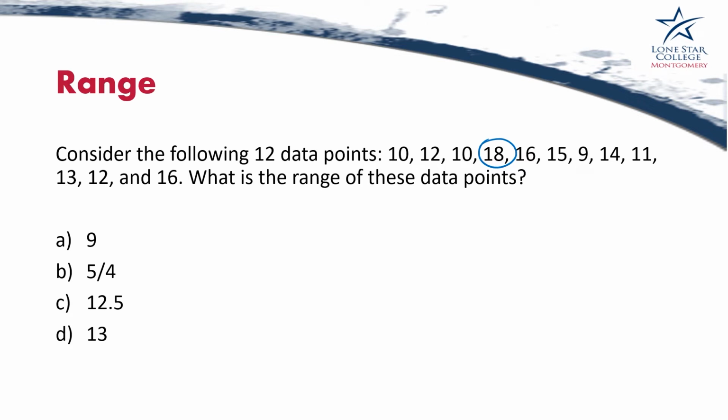That means you would subtract the lowest number. The lowest number would be 9. So our range here would be 18 minus 9, which gives us 9. Simple as that. So the answer choice is A, which is 9.